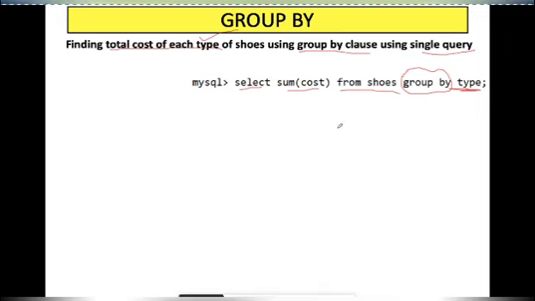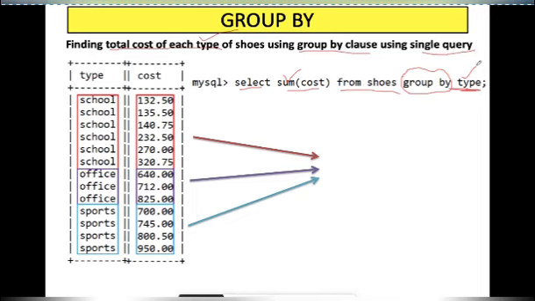Average cost of each type of shoes, then we'll change this function. So it depends upon the query we want, and this column name will change as per the requirement. So select sum cost from shoes group by type. Now see what is happening. So this is the effect of the query.